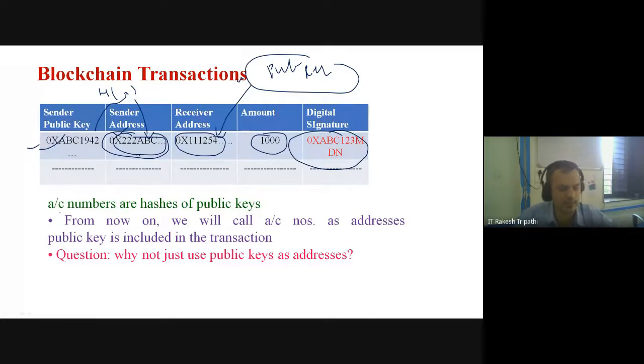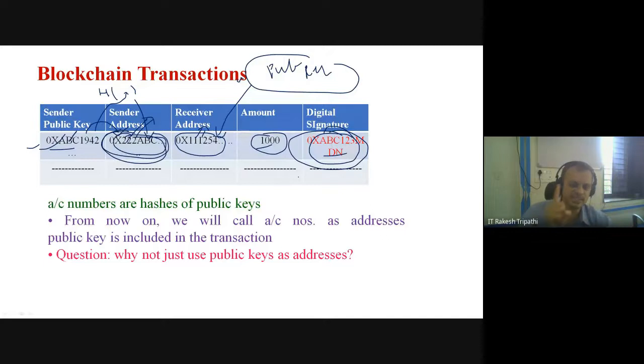So with this, what is happening? With this transaction, I am telling that this public key, and why do I need the public key? Because this public key will help me to verify the signature. And this public key hash is the sender address. This is the sender account number, and this is the receiver account number. 1,000 rupees I am transferring, and this is the digital signature.